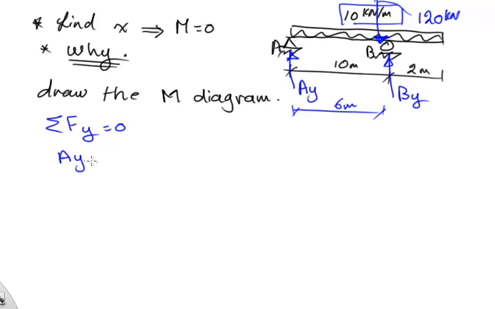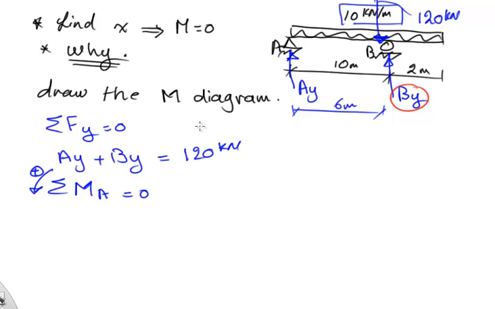So Ay plus By, these are the reactions, should be equal to the load from the top, which is 120 kilonewtons. Now we'll take the summation of the moments about point A equal to 0, and I will set counterclockwise to be the positive direction. So what do I have?